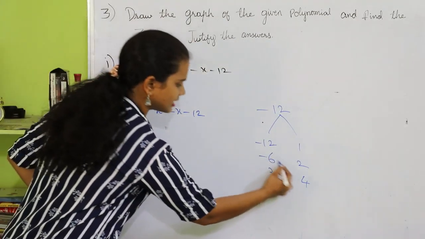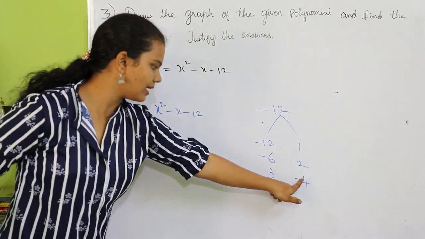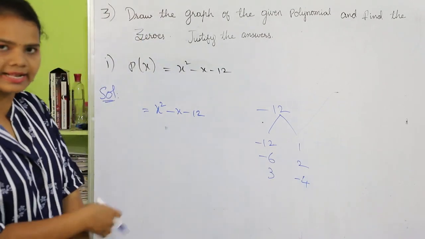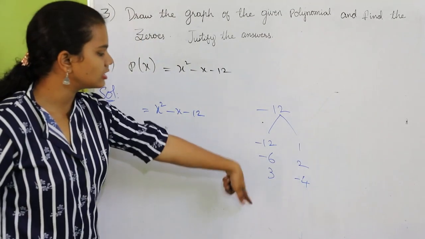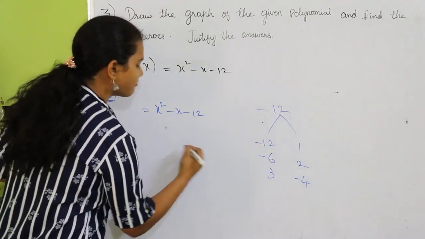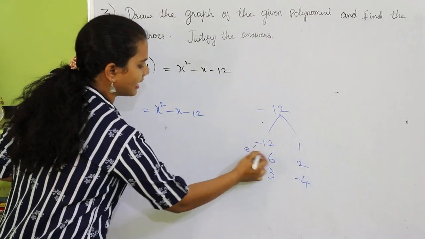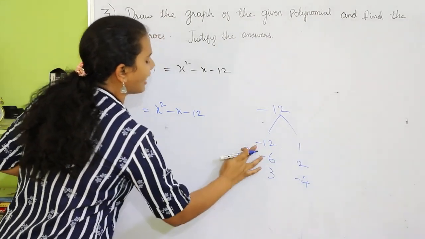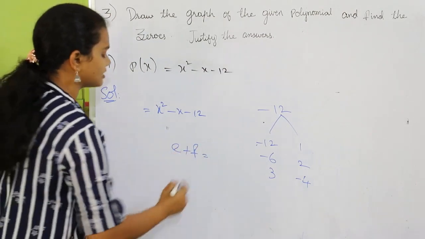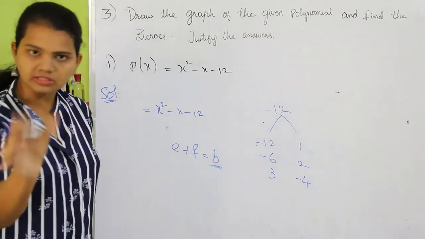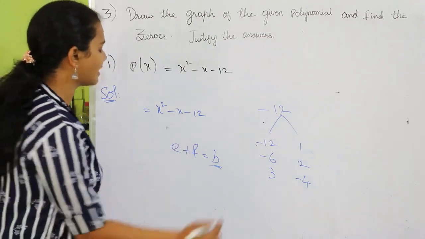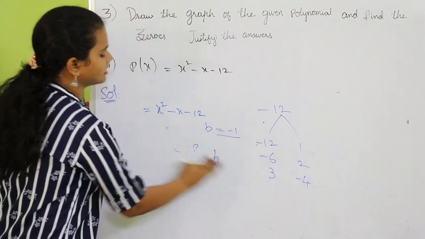Here I get minus 12 from minus 6 into 2, and 3 into minus 4. Let these be the factors of minus 12. If I let these be E and F, and add both factors, then the sum should be b, which equals minus 1 in this given question.